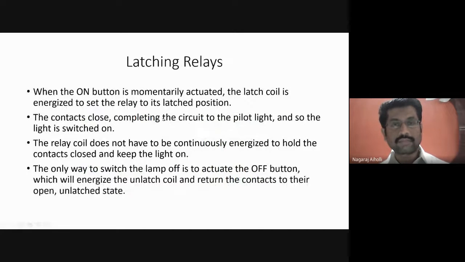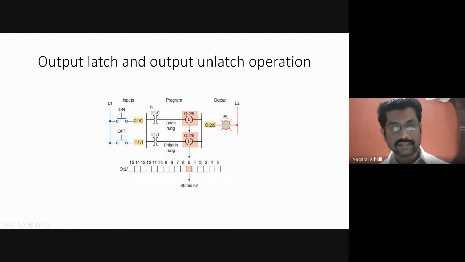When the on button is momentarily activated, the latch coil is energized to set the relay to its latch position. The contacts close, completing the circuit to the pilot light, and so the light is switched on. When we turn on the on button, the latch coil is energized. Here is the description of this diagram.